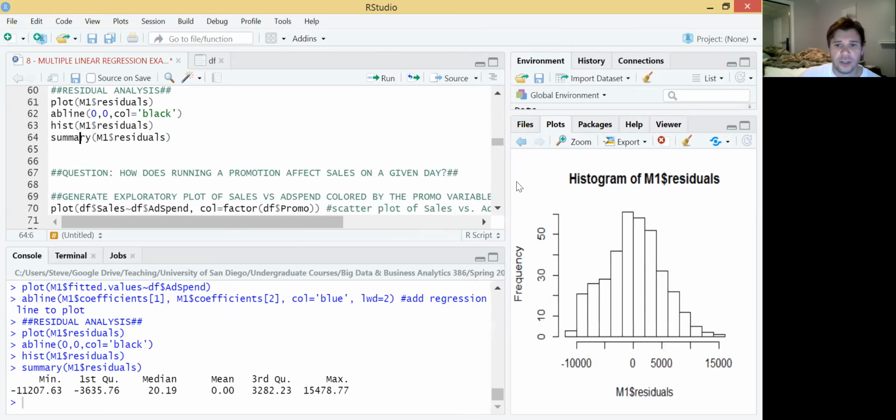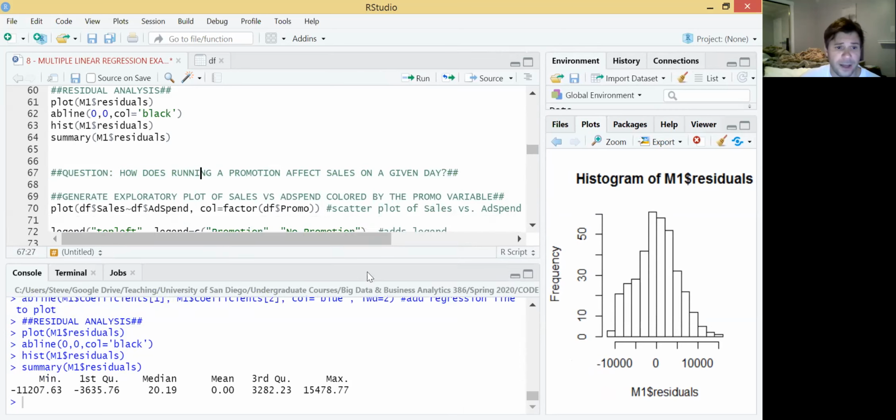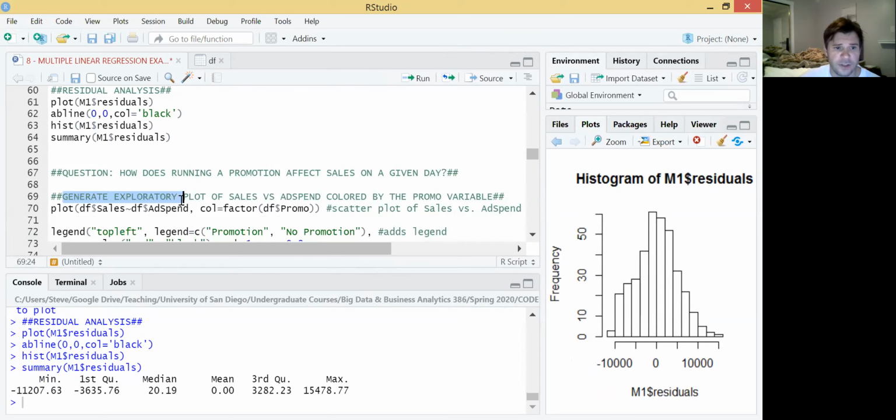Now, let's take a look at answering some questions. There's a question in line number 67 here. It says, how does running a promotion affect sales on a given day? So let's go ahead and think about how we can answer that question. Let's do this by generating a plot of sales versus ad spend, but let's color it by the promotion variable.